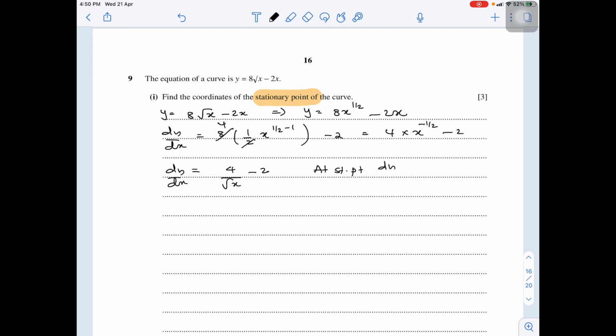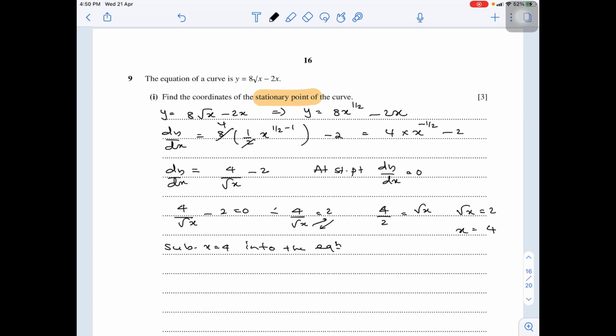Stationary point. At a stationary point, dy over dx is 0. So 4 over root x minus 2 is 0. 4 over root x equals 2. Rearranging, 4 over 2 is root x. So root x is 2, and x is 2 squared, which is 4.